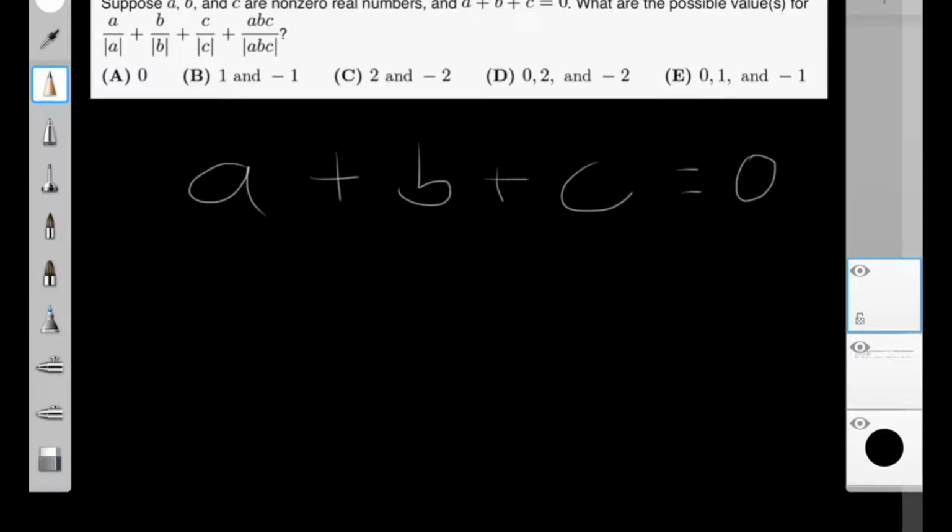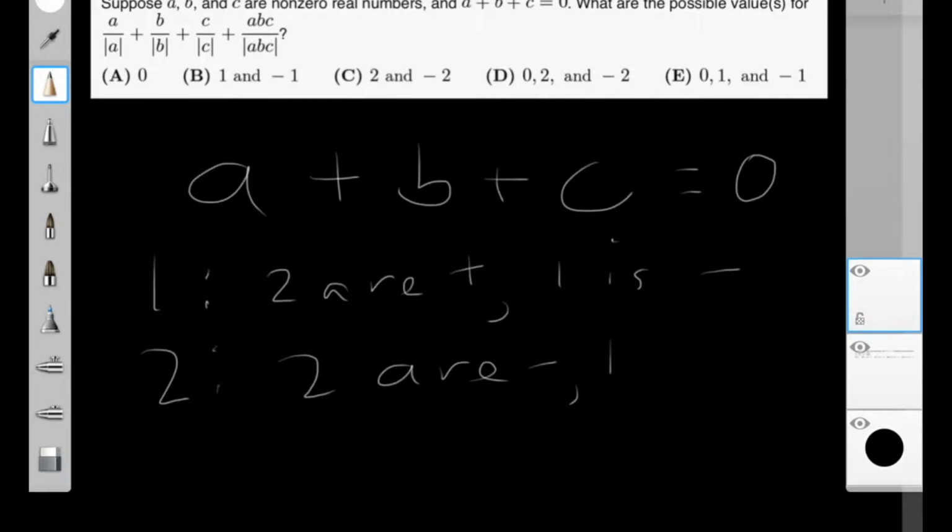Now none of them can be 0, because they're in the denominator, right? Division by 0 is undefined. So that means there are only two possible scenarios. Scenario 1 is that two are positive and one is negative. Scenario 2 is that two are negative and one is positive. Okay, so now let's go through these two scenarios.